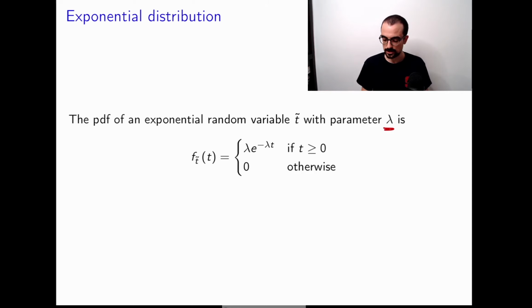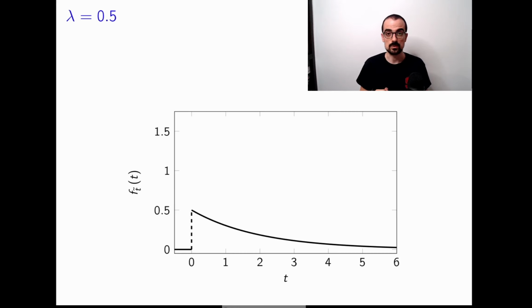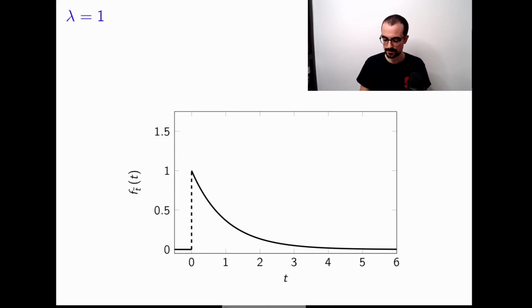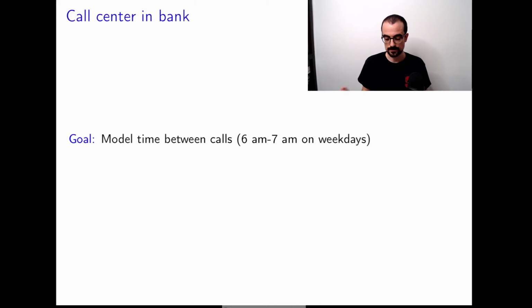The PDF of the exponential looks like this. It's lambda e to the minus lambda t for t greater than 0, and it's 0 otherwise. How does it look? It looks like this. For lambda equals 0.5, and as we increase lambda, it decays faster. This is lambda equals 1, lambda equals 1.5, and you can check that this integrates to 1. So it's a valid PDF.